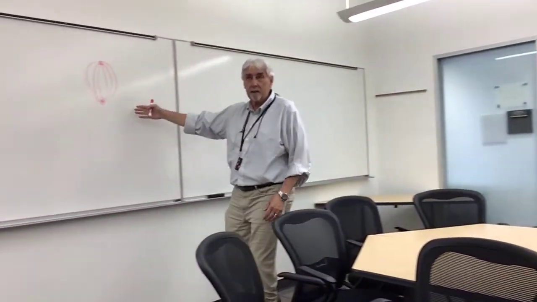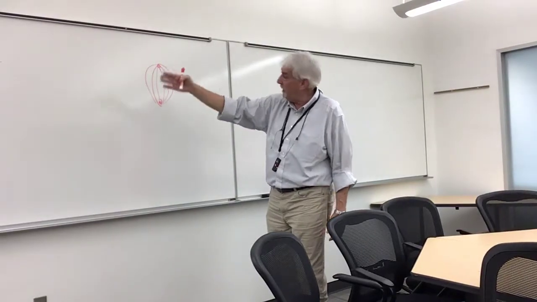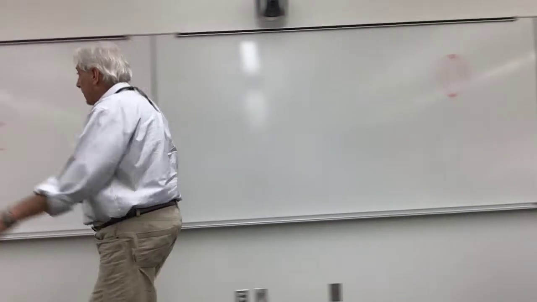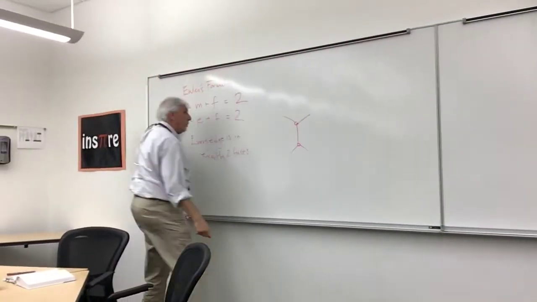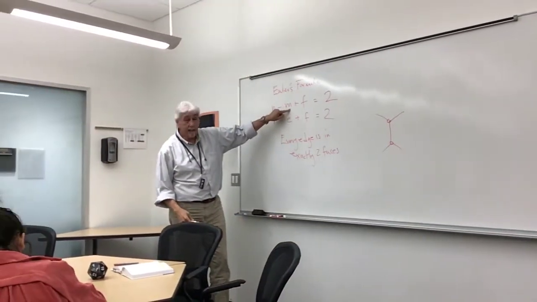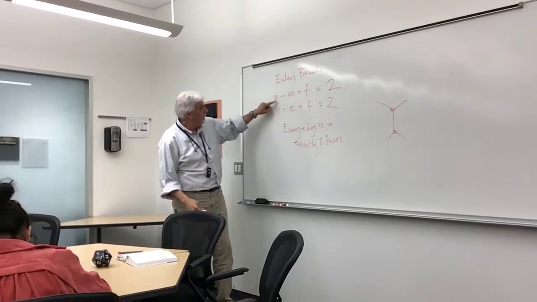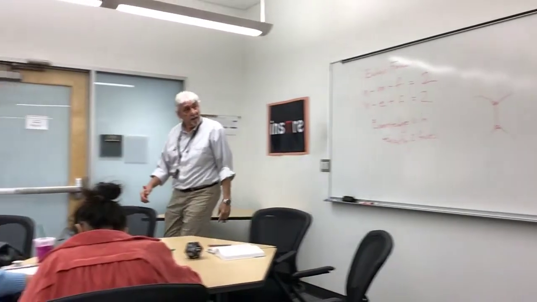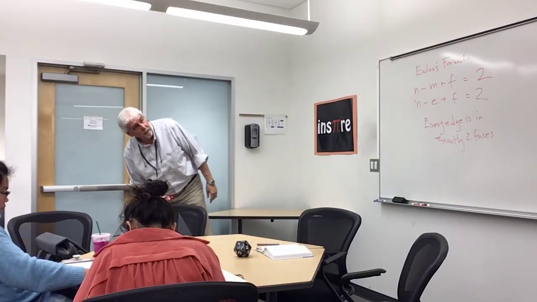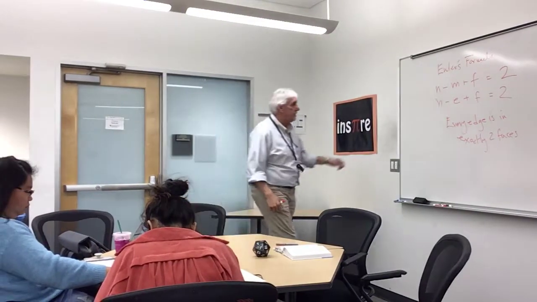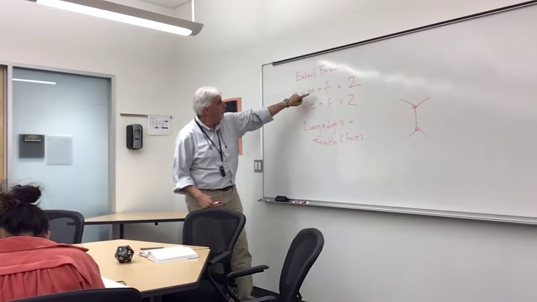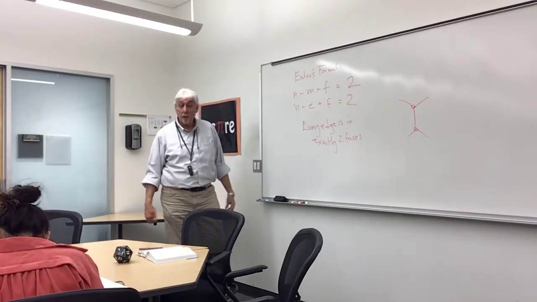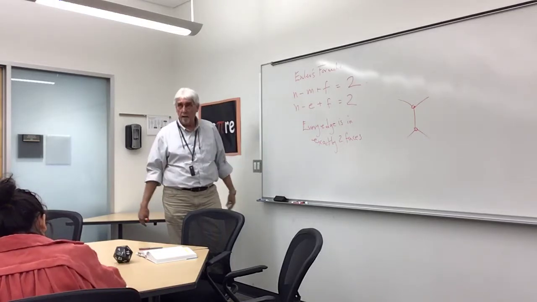By the way, does this satisfy Euler's formula? How many vertices? Let's see, N is 2. Number of edges? 6. So 2 minus 6, 6 edges, and how many faces? So 2 minus 6 plus 6 equals 2. So it works for multigraphs as well.